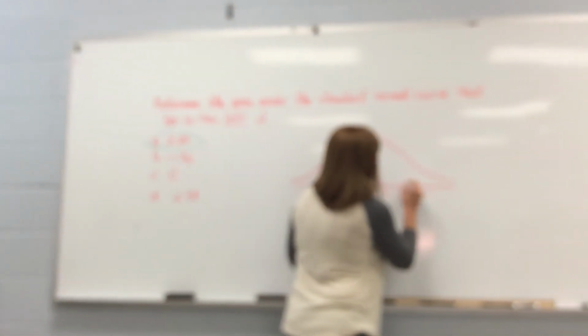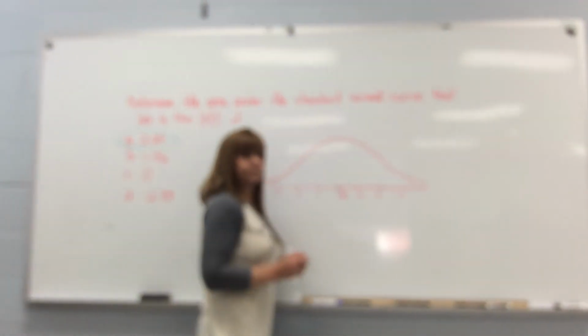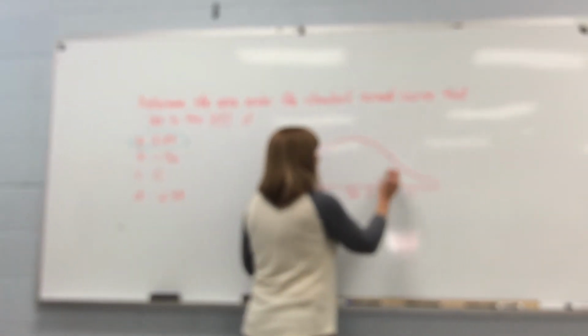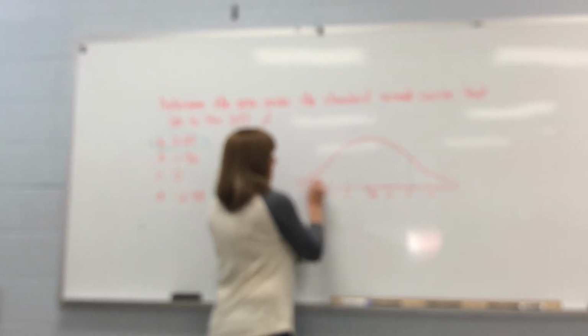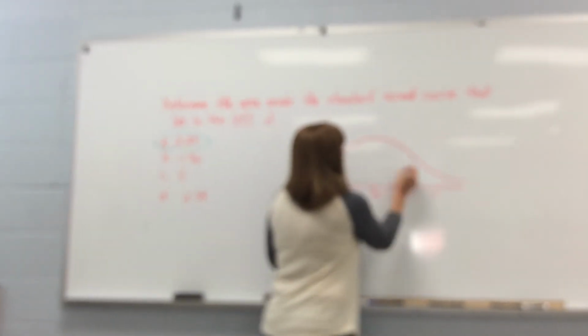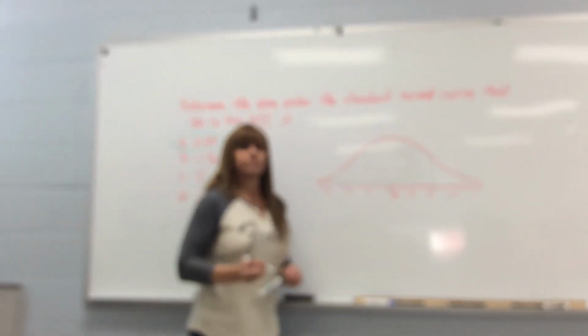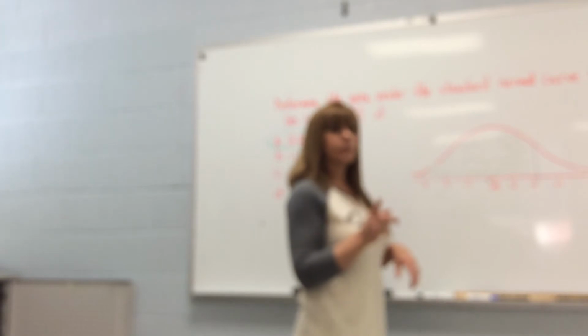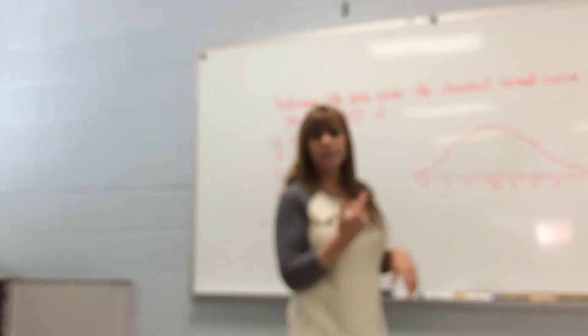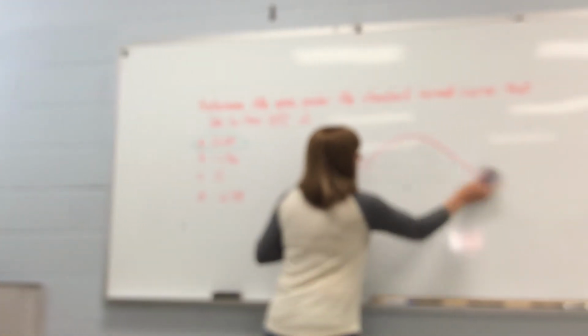So 2.24 is probably about right here. So what I'm looking to find is this area. All of this space. To do that, I'm going to use the z-table. I have to erase this because I really want to shine something up on the board. I want to shine that z-table up there so you can see what's happening. So I'm going to erase this.